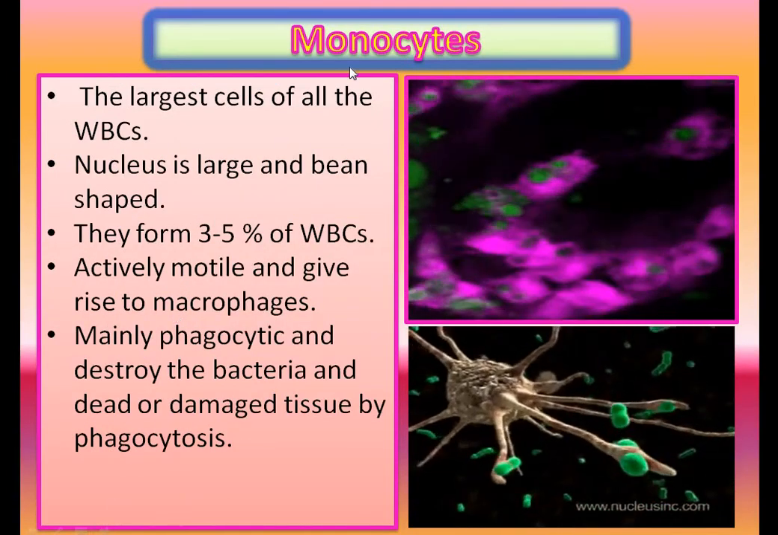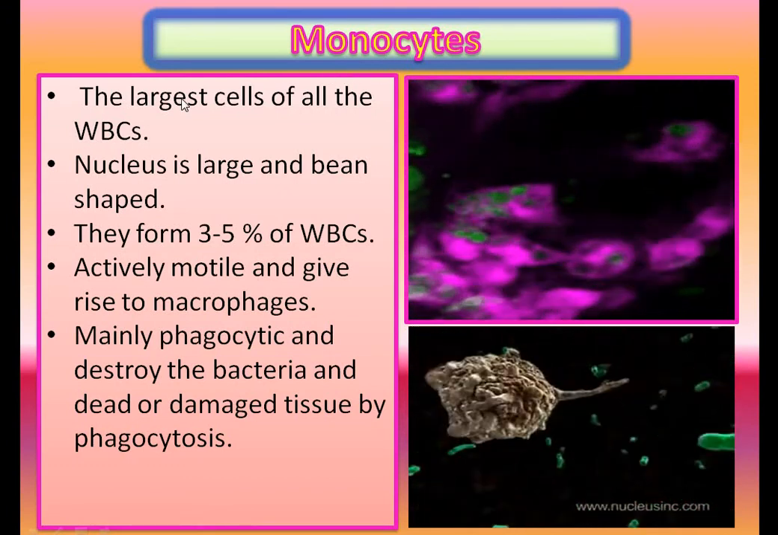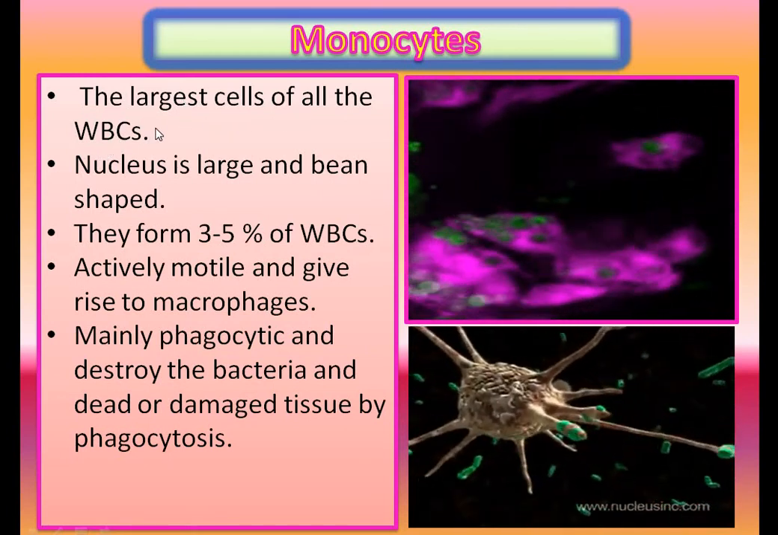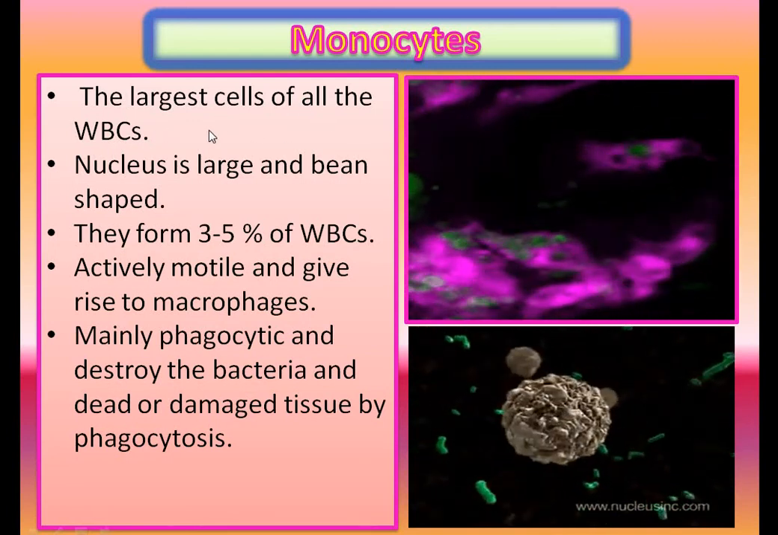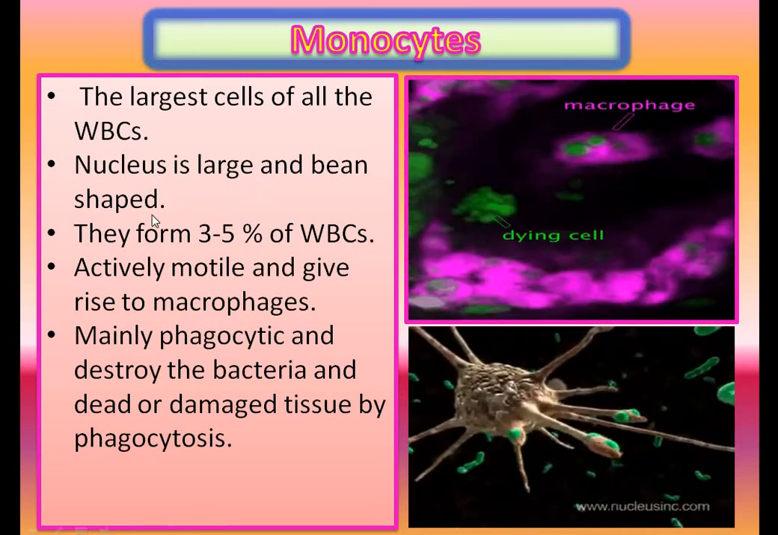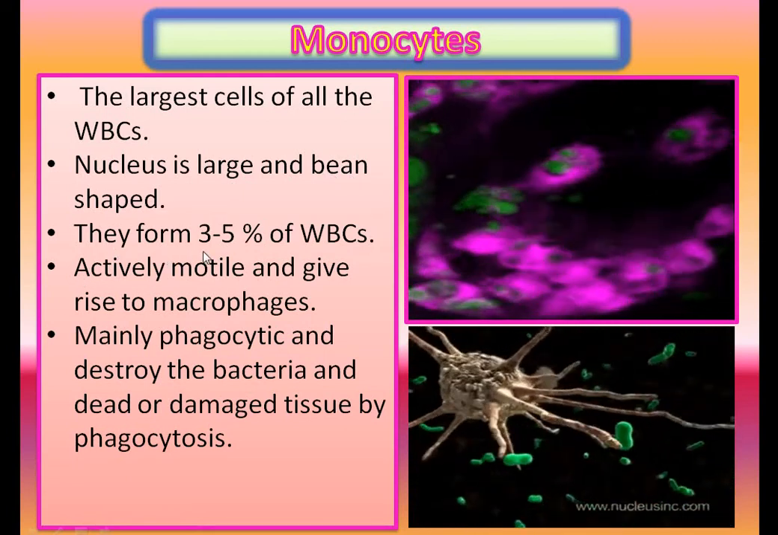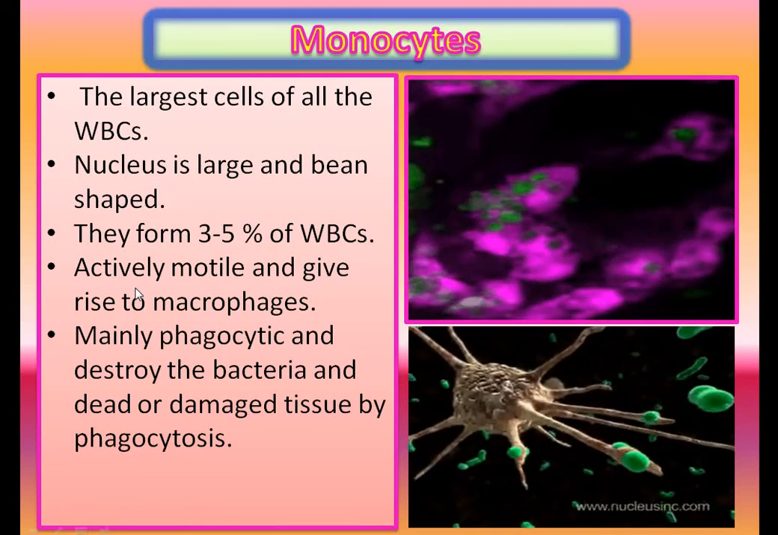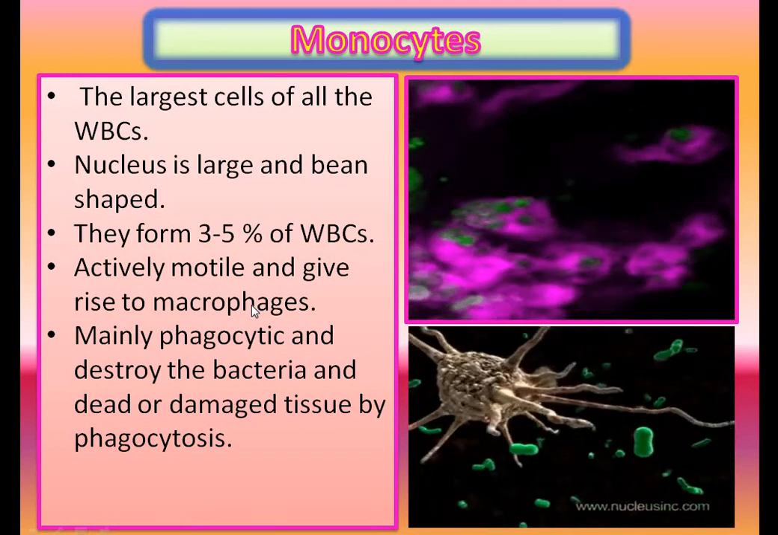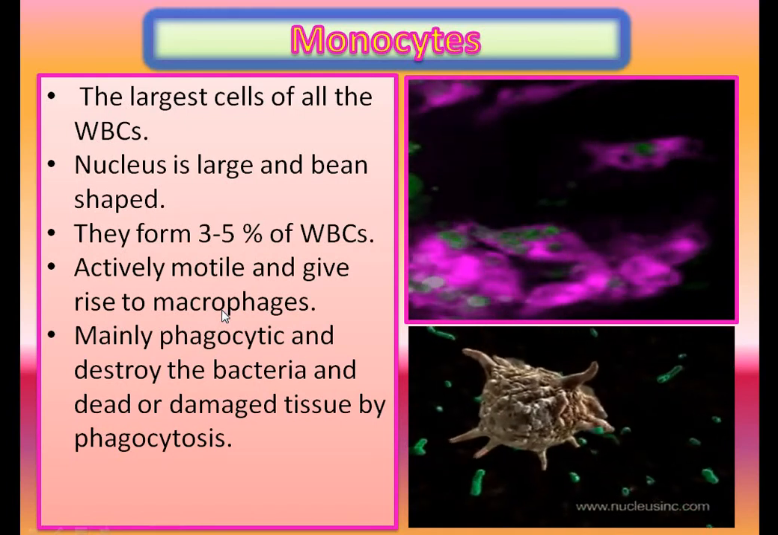Then the second type of agranulocyte is monocytes. Monocytes are the largest cells of all the WBCs, while lymphocytes are the smallest. The nucleus is large and bean shaped. They form 3 to 5% of WBCs. These cells are actively motile and give rise to macrophages.